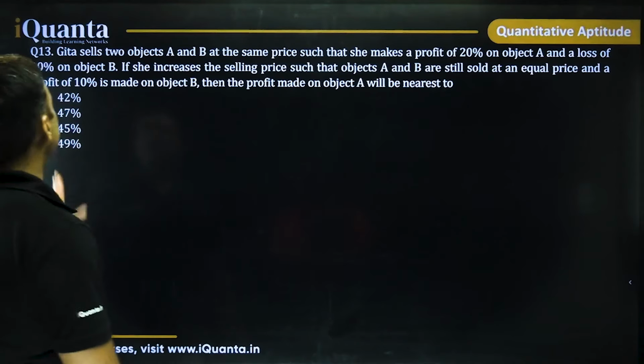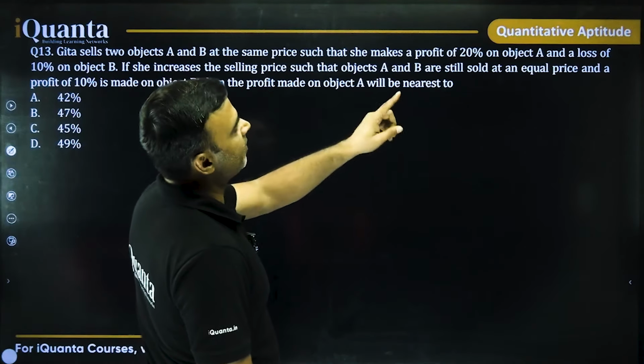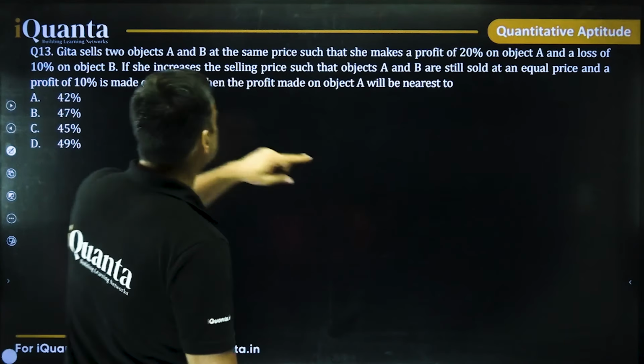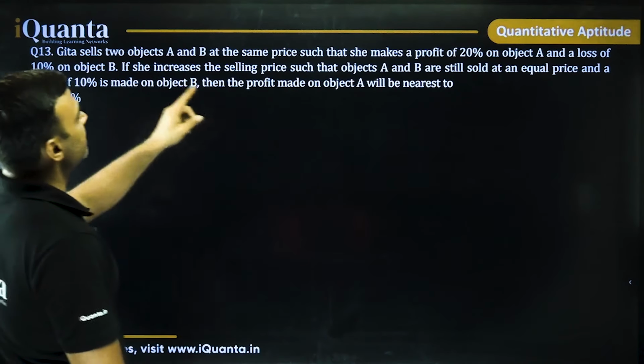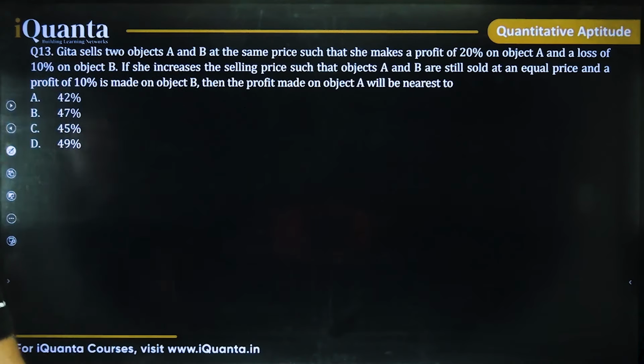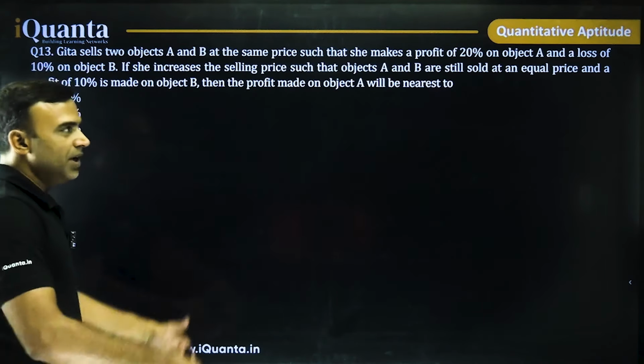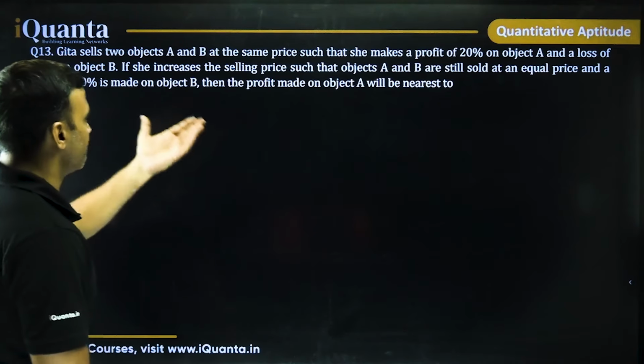Now this question says Geeta sells two objects A and B at the same price such that she makes a profit of 20% on object A and a loss of 10% on object B. If she increases the selling price such that the objects A and B are still sold at an equal price and a profit of 10% is made on object B, then the profit made on object A will be nearest to. There is a very innovative way of doing this question. I'll just share with you.